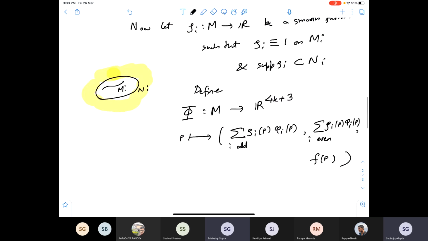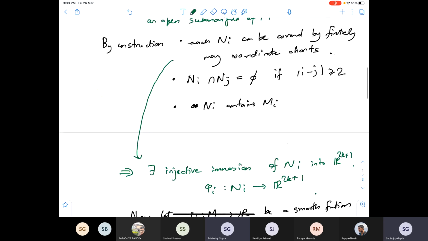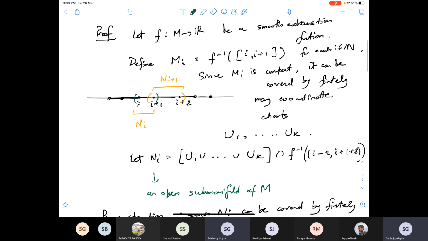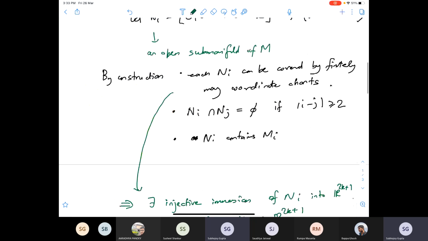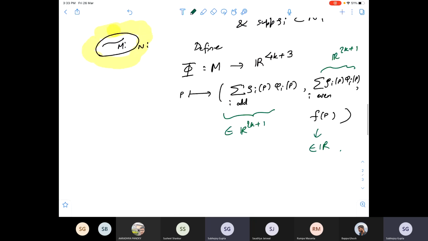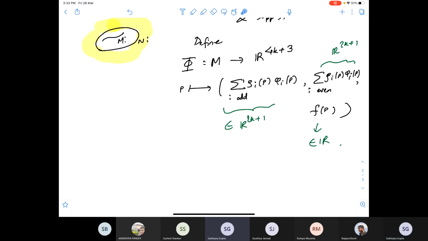So this lies in R to the 2k plus 1, this lies in R to the 2k plus 1, and remember what f was. f was a smooth exhaustion function, so this is just a point in R. And so this whole vector now lies in R to the 4k plus 3, that is 2k plus 1 plus 2k plus 1 plus 1.